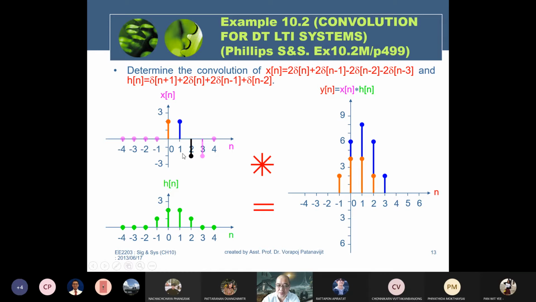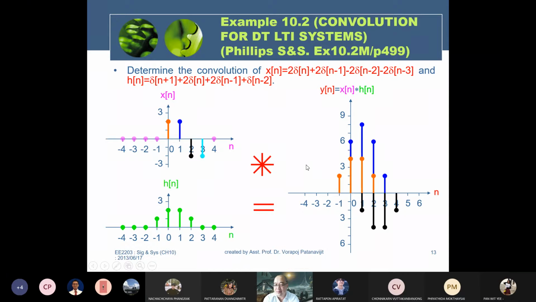Now the key is the next one, the third impulse is here. The third impulse equals minus 2. You can see that minus 2 multiply 1 give you minus 2, minus 2 multiply 2 give you minus 4, and minus 2. The location of the green will be shifted by 2 positions to the right. Therefore, the first impulse will be shifted by 2, located at n equal to 1. Minus 2, minus 4, minus 2.